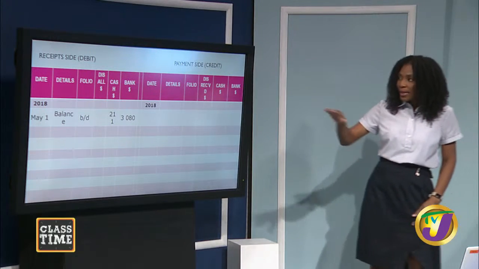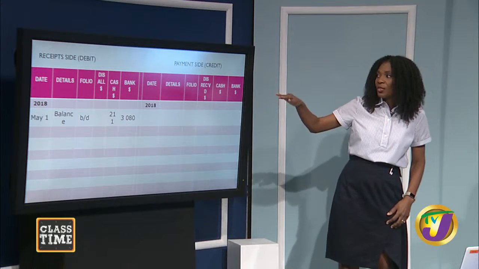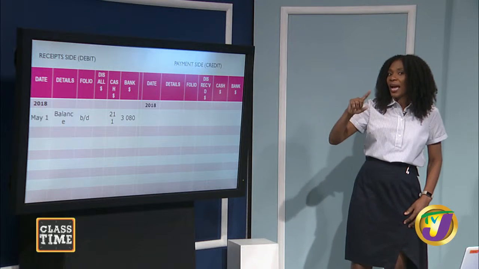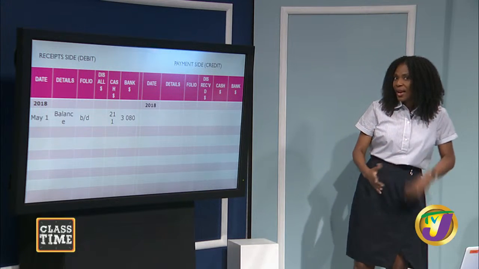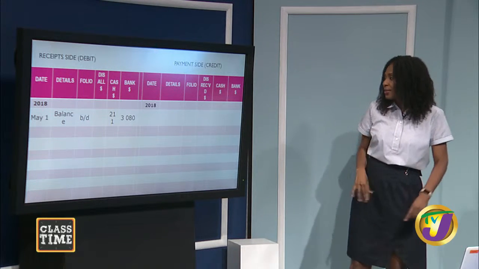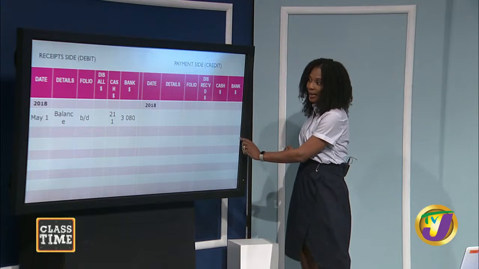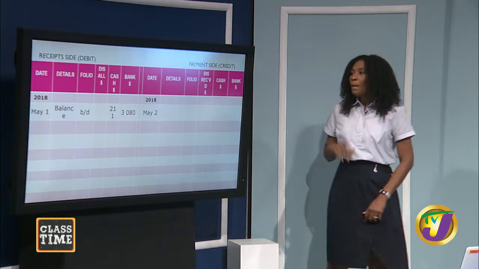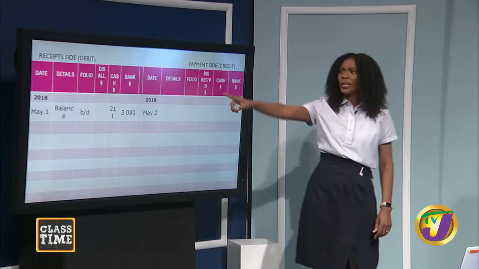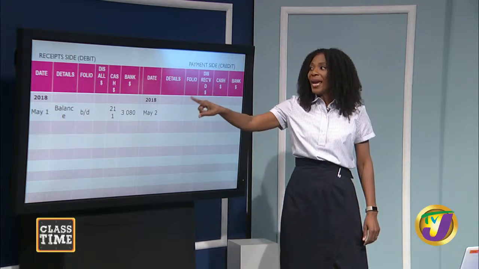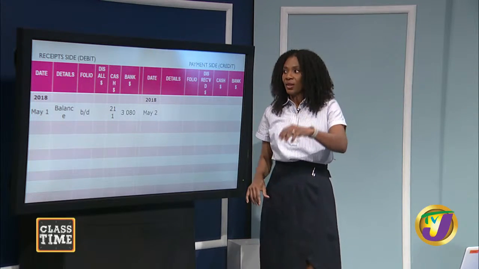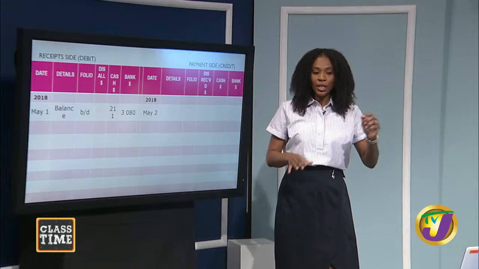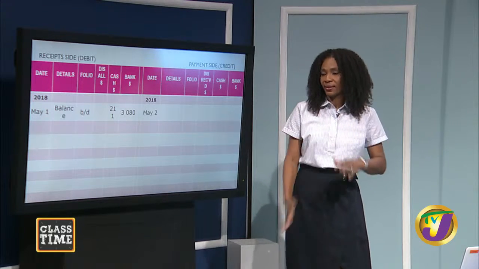Now, we enter our balances on the debit side because both cash and bank are assets. And you would have known that from grade 10, right? Good. Or 9. Now, May 2. What happened on May 2? We paid T. Thomas $80 by check, deducting 5%.